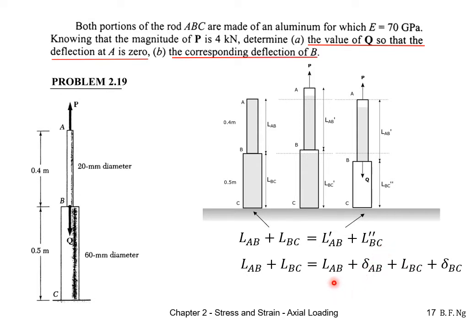On the right hand side, LAB prime is equal to LAB plus extension delta AB, and LBC double prime is equal to LBC plus the contraction delta BC. After removing the common terms, we are left with delta AB plus delta BC equals 0, or in other words, the extension of AB is equal to the contraction of BC.